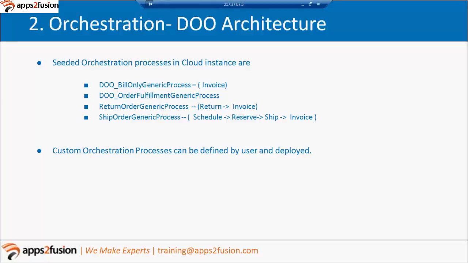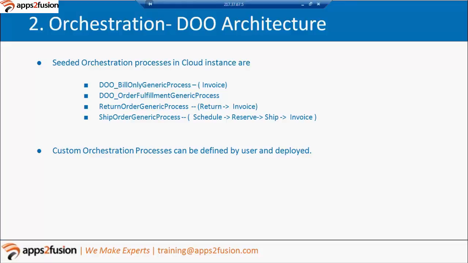In this order fulfill generic process, this is a master orchestration process which handles back-to-back, drop ship, and standard processes. All these 3 are handled in the do order fulfill generic process. Whereas the return order generic process is only for return and invoice. There are only 2 steps: the first step is the return, next is the invoice, and the other one is await invoicing. And the last we see is the ship order generic process. In the ship order generic process, we have 4 tasks: schedule, reserve, ship, and invoice.